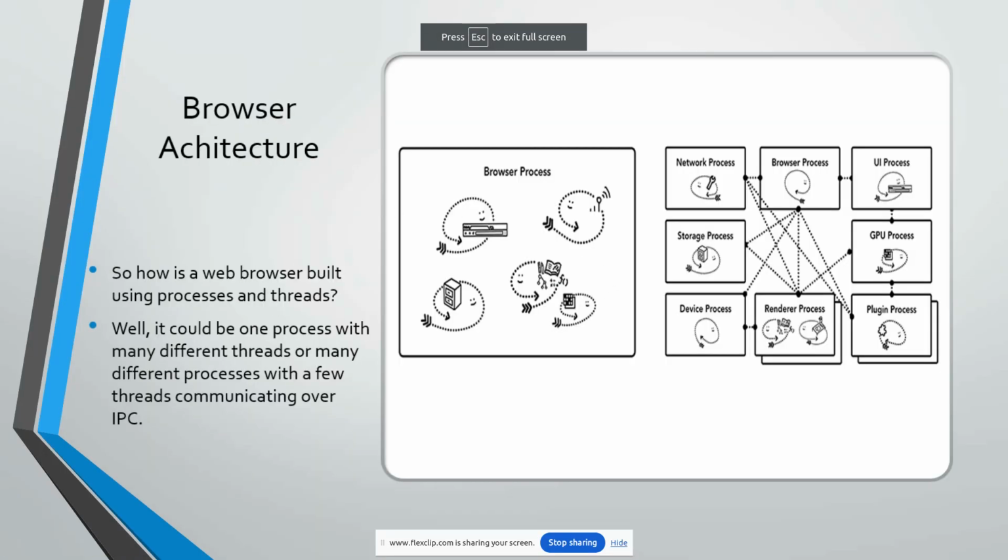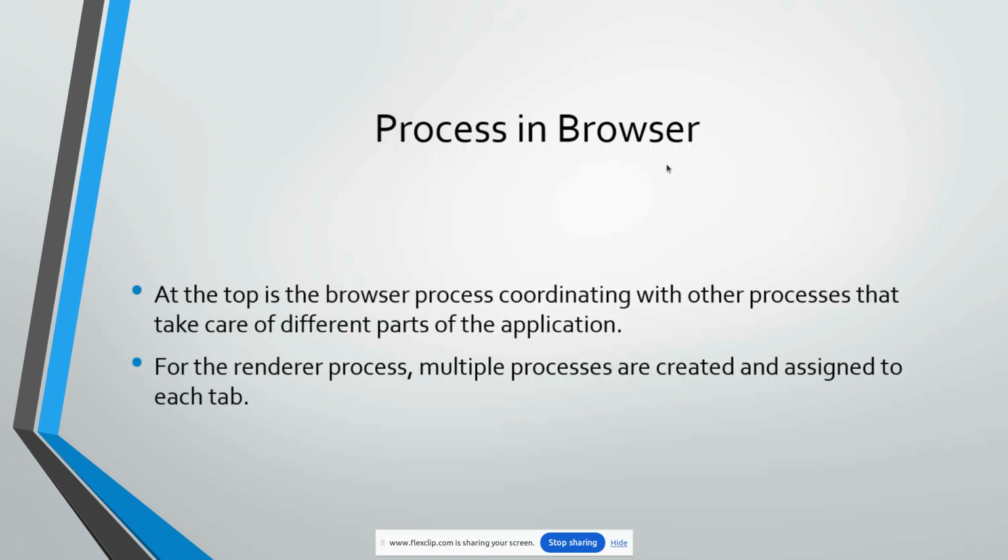Now we're going to talk about the browser architecture. So how are browsers built? If you look at the browser, there are a lot of processes, and in the processes there are a lot of threads. We're going to go deeper into it. At the top is the browser process, which coordinates with the other processes that take care of different parts of it. They coordinate by IPC, and that is the reason why we talked about IPC before.